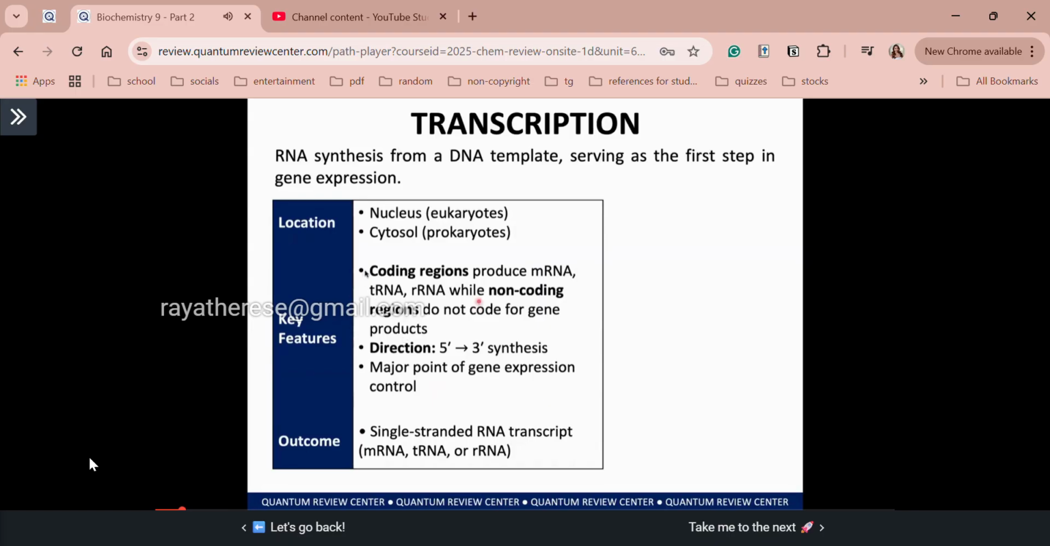Because upon production of our RNA products, of course, translation will immediately occur. Your translation complex or translation assembly will then proceed upon formation of the different RNA products. And the outcome here, again, is a single-stranded RNA transcript, particularly for mRNA. And then of course, we have tRNA and rRNA.